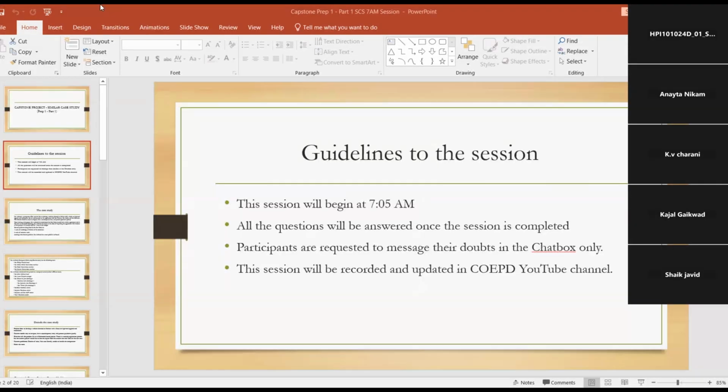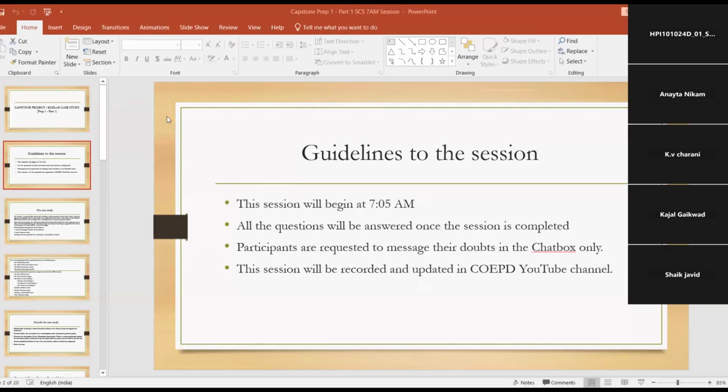Before coming to this session, you have completed your 26 online exams. So the next ultimate phase will be the capstone projects. There are three different types of capstones: Capstone Project Prep 1, Capstone Project 2 and Capstone Project 3. In Capstone Project Prep 1, there are three parts: prep 1 part 1, prep 1 part 2, prep 1 part 3. And here we are discussing prep 1 part 1.